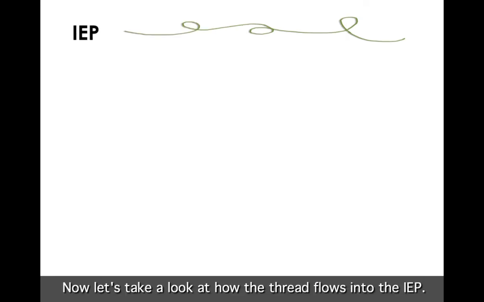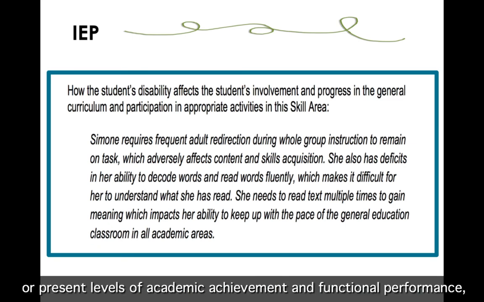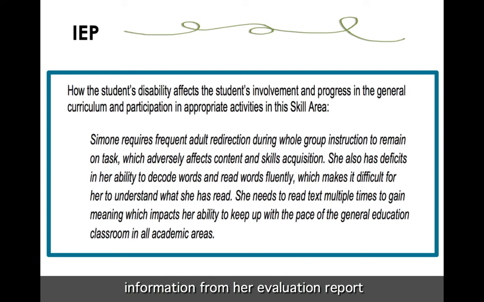Now let's take a look at how the thread flows into the IEP. When looking at Simone's PLAAFP, or present levels of academic achievement and functional performance, information from her evaluation report flows into the disability effect statement on the IEP. This part of the IEP concerns the way her disability is preventing her from learning in the skill area of reading.